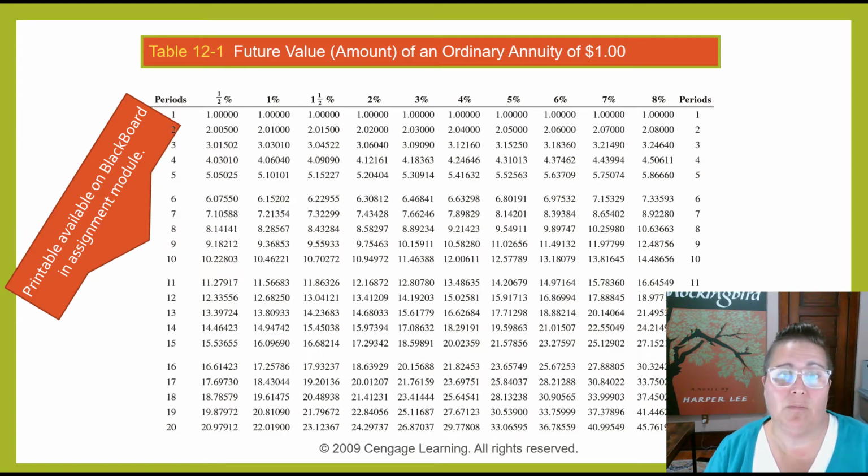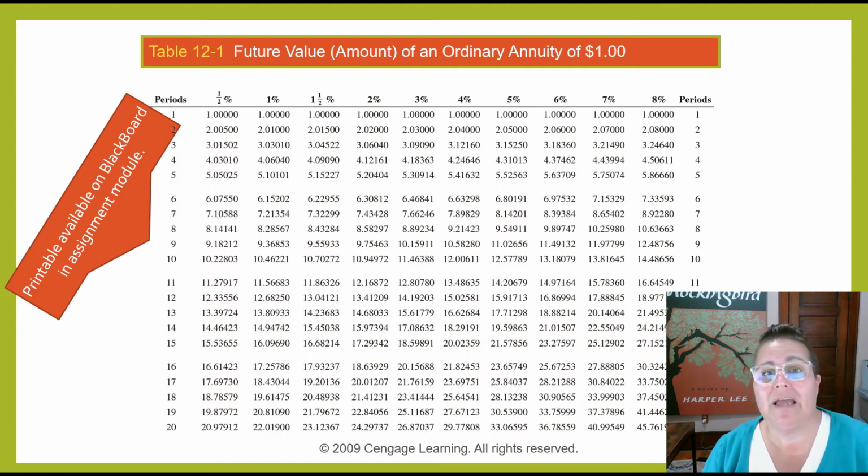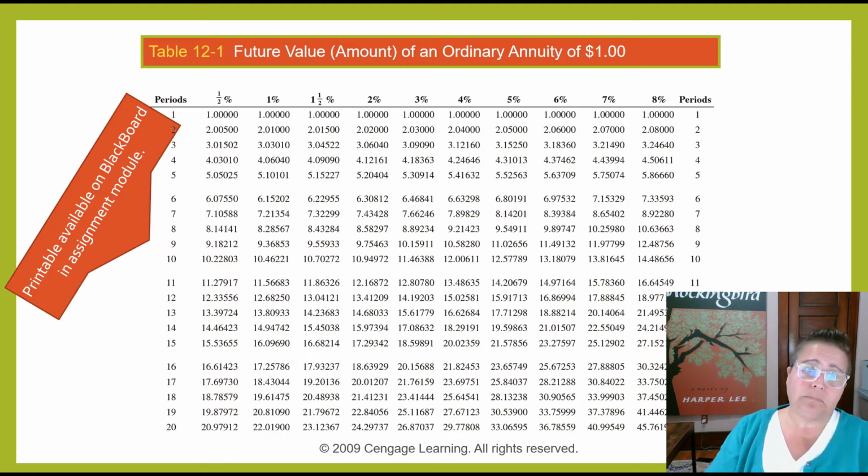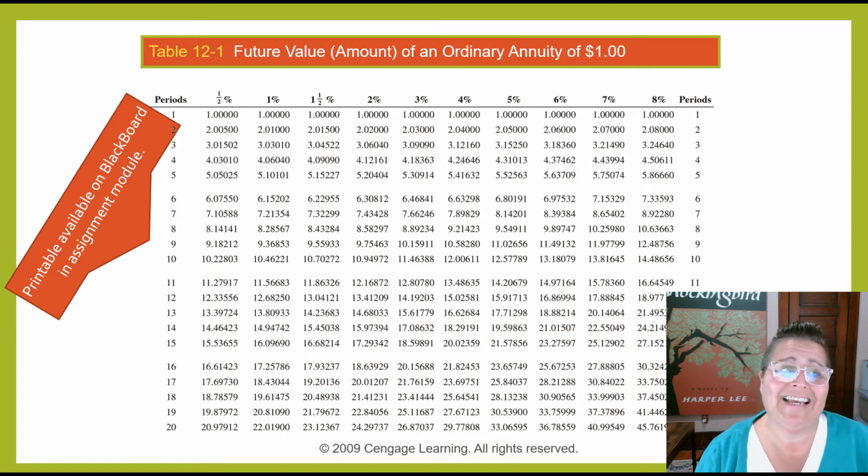Once again, I would remind you that there is a print version of this available on Blackboard in your assignment module, and most of the homework problems that use the table tell you exactly which table to use when you're doing the problem in WebAssign, and you just need to click on the link that says 12-1. Okay? It's worth noticing that all of these start with 100%.